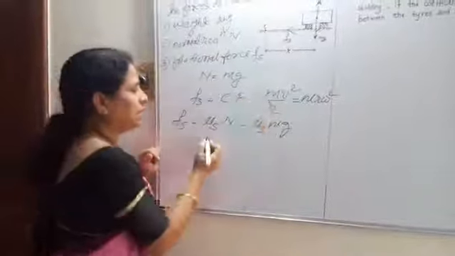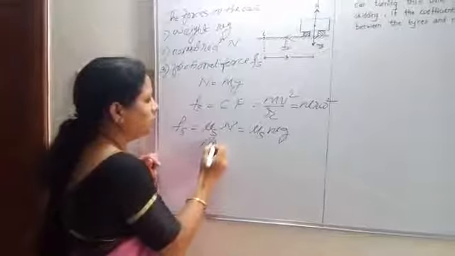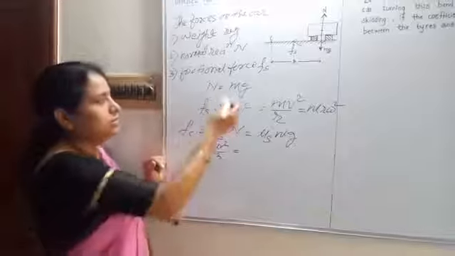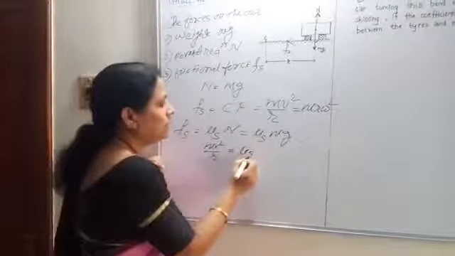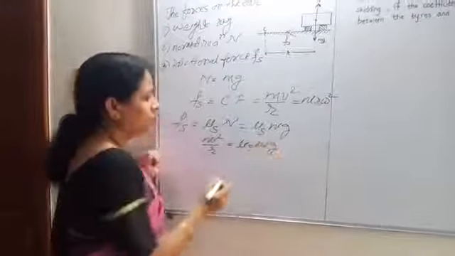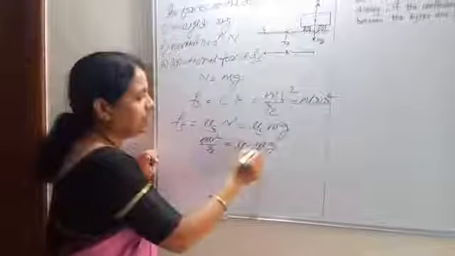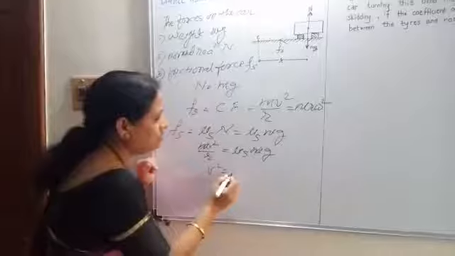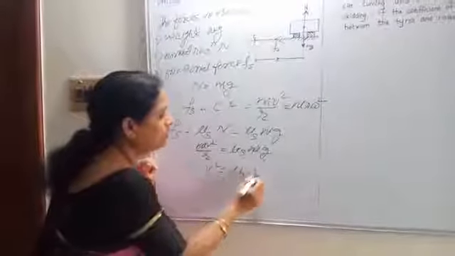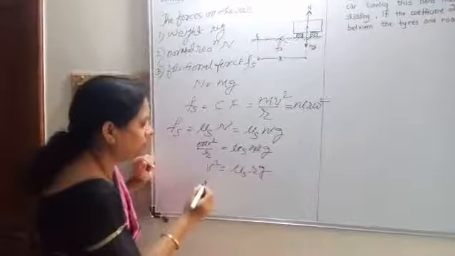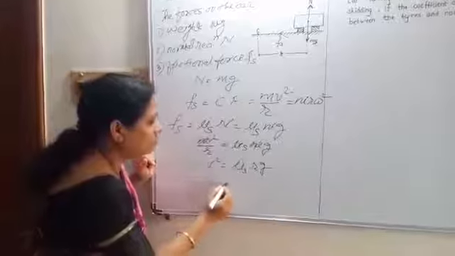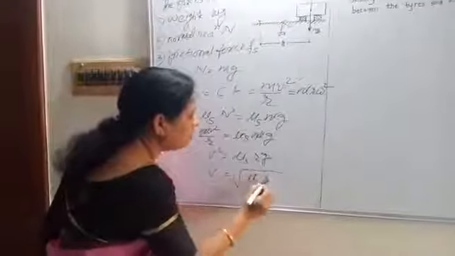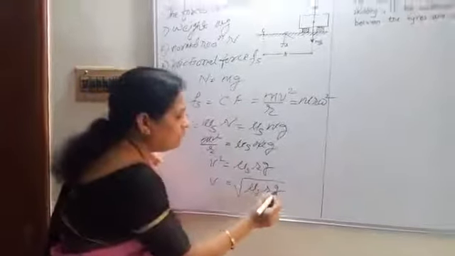I can say that the centripetal force, that is m into v square upon r, is equal to frictional force, that is mu s into mg. So on both sides m gets cancelled and we get this equation: v square is equal to mu s into rg, and therefore we can say v is equal to under root of mu s into rg. Why do we put here mu s?